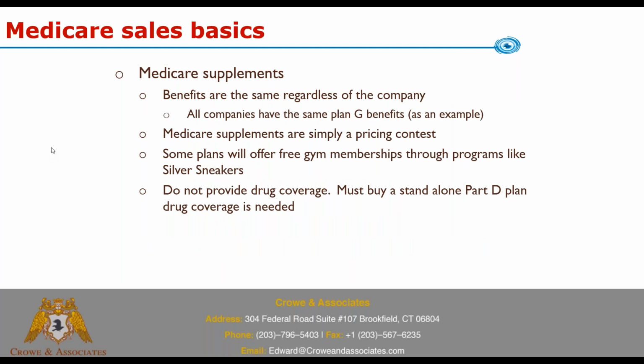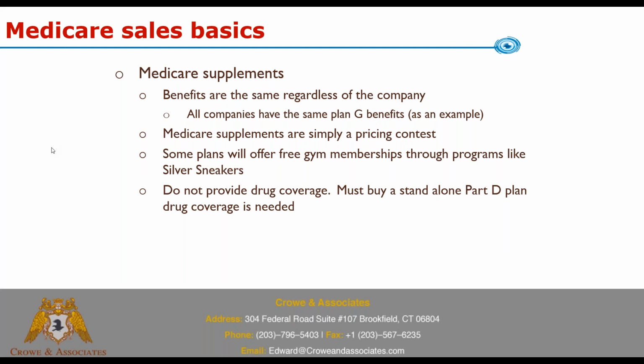Supplement benefits are the same regardless of company. So, for example, if a Plan G is being offered, Plan G has set standardized benefits. Doesn't matter what company you look at. I hear a lot of people say, "Oh, I heard that Anthem is better than AARP," or "I've never heard of Lumico, so I don't know if their benefits are as good." If it's a Plan G, the benefits are identical. The claims payment process is the same. Nothing is different. It is simply a pricing contest. That's it.